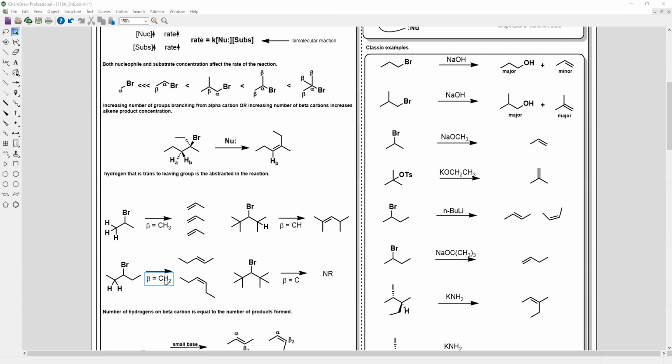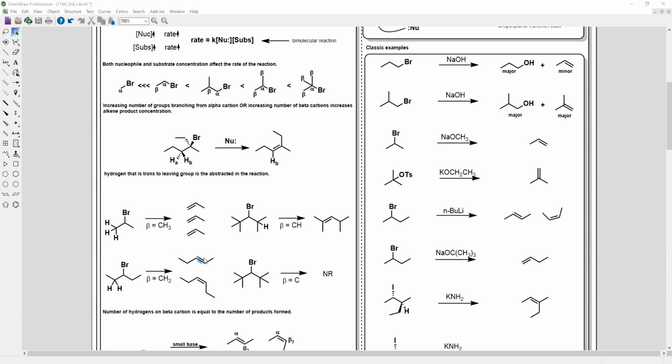So when it's secondary, I do have two products, right? Because I have two hydrogens here. Either one could be trans to Br. But what you'll notice is that one of these is a trans alkene and the other is a cis alkene. So if you're ever doing an elimination on a CH2 side, you know that one answer will be trans and one will be cis.